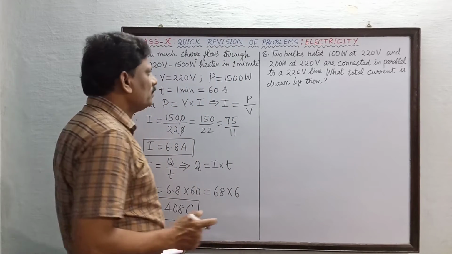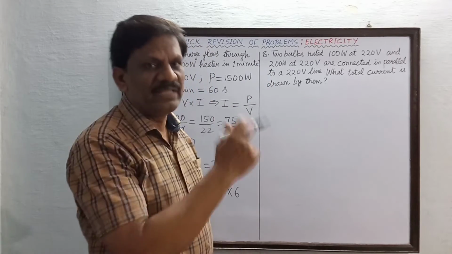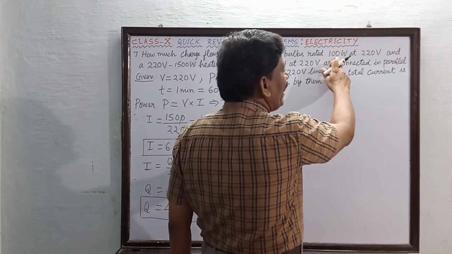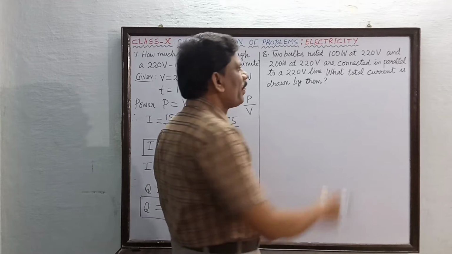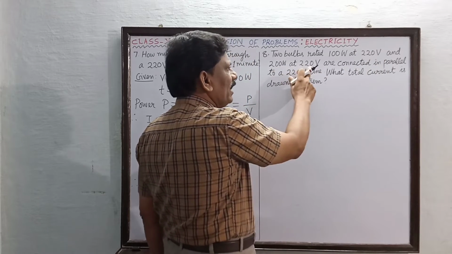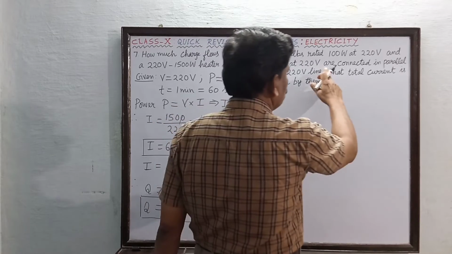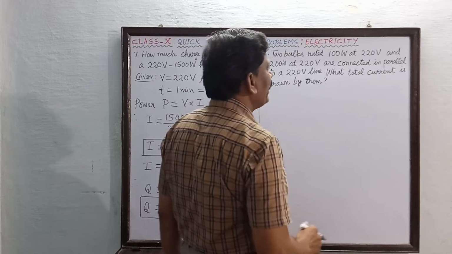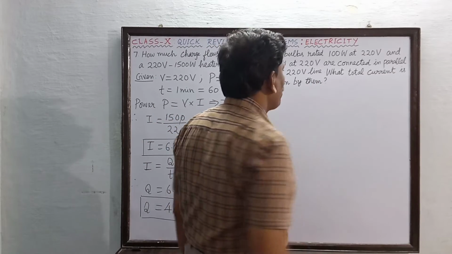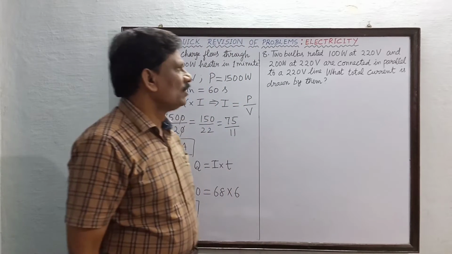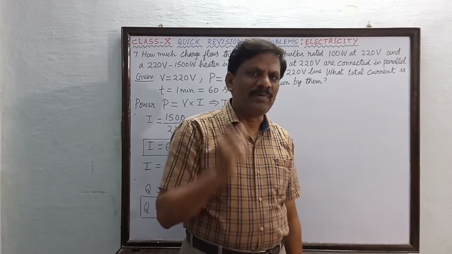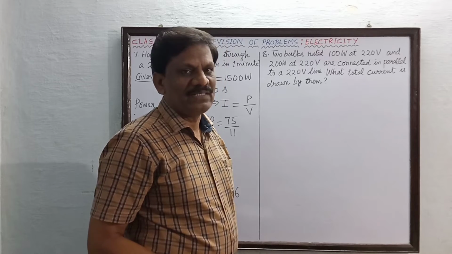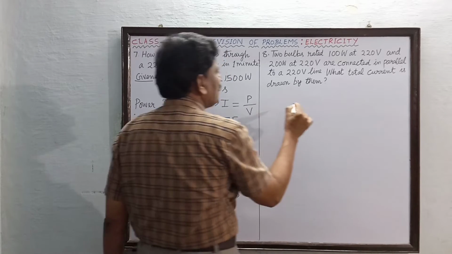Okay children, now the 8th sum. It is very important for your board examination also. Two bulbs which are rated 100 watt and 220 volt, and the second bulb 200 watt at 220 volt, are connected in parallel to a 220 volt line. So what total current is drawn by them? Two types of bulbs are given. The power of the first bulb is 100 watt and the power of the second bulb is 200 watt. So, what is the current flowing through them?